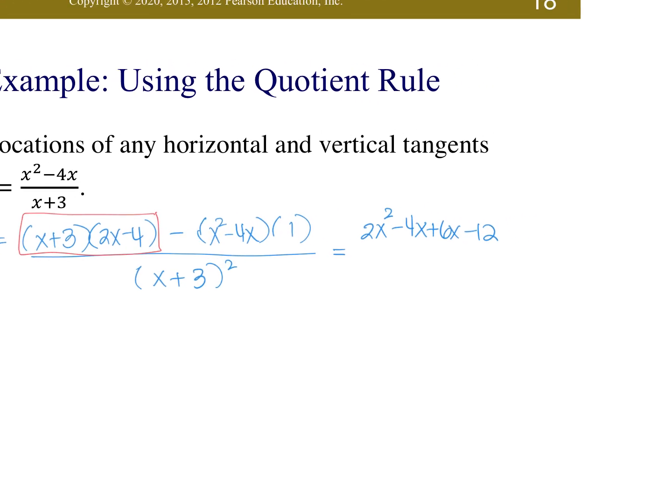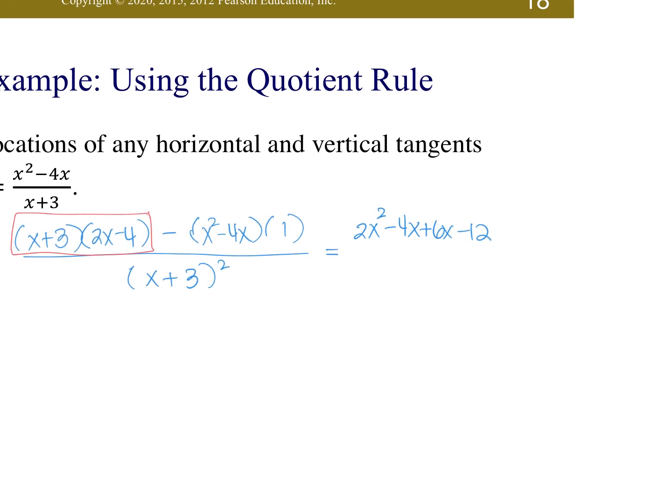I also have to distribute the negative to make sure that it impacts the terms that come behind it. So that would be minus x squared plus 4x. And then the whole denominator remains unchanged.